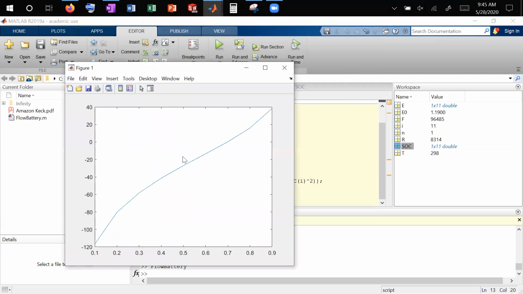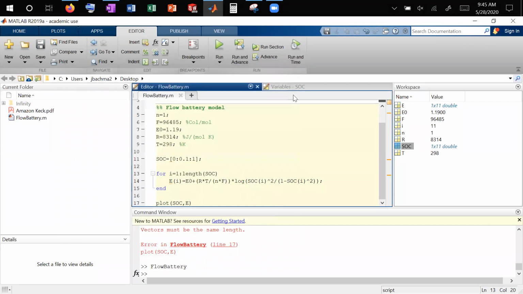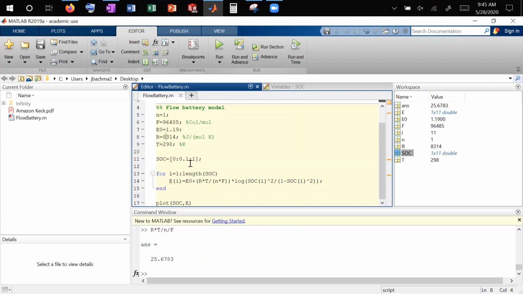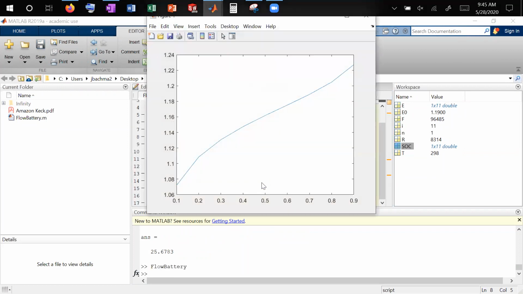All right, so it looks like we have some more debugging to do, because our voltage is around 40. My immediate thought is to figure out what this RT over nF is. This is just RT divided by n divided by F. So 25, this is too large. So this should be 8.314. So now it's good. There we go.